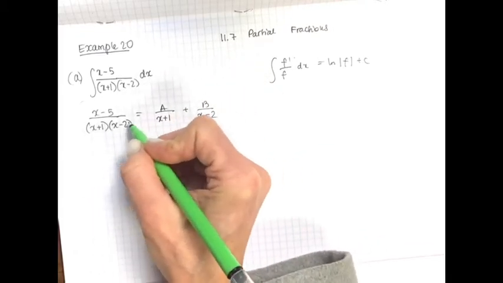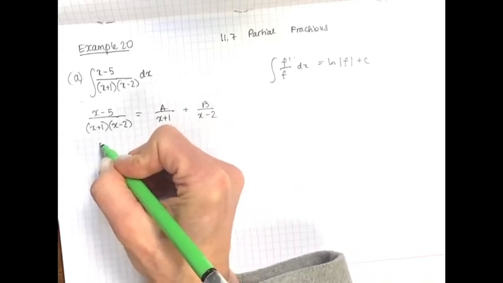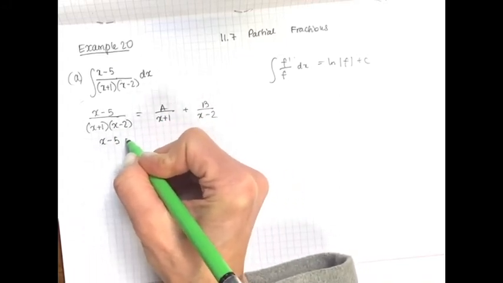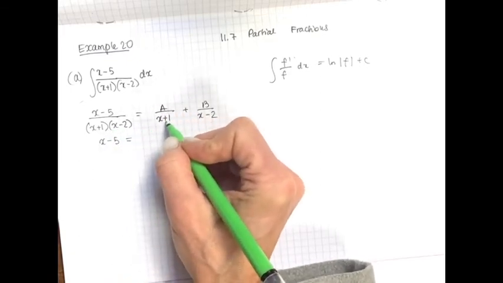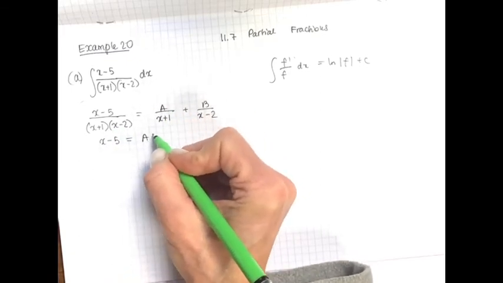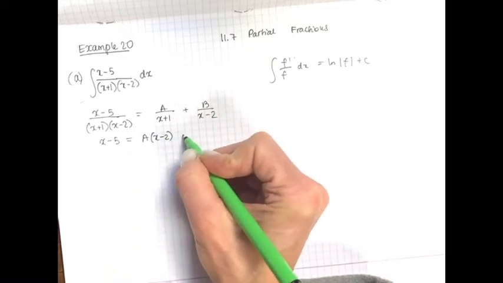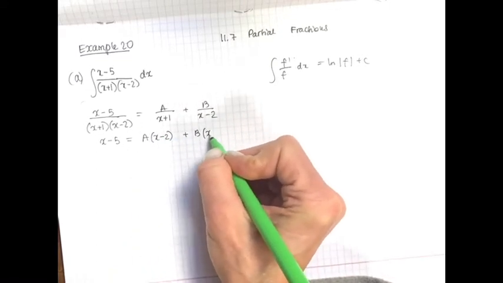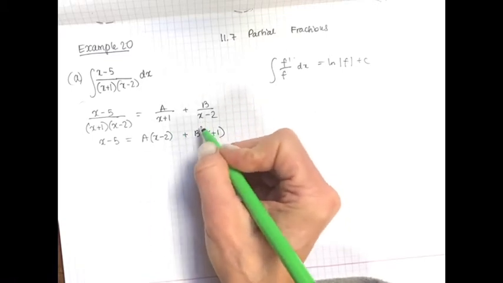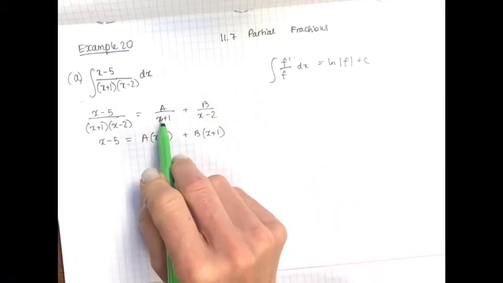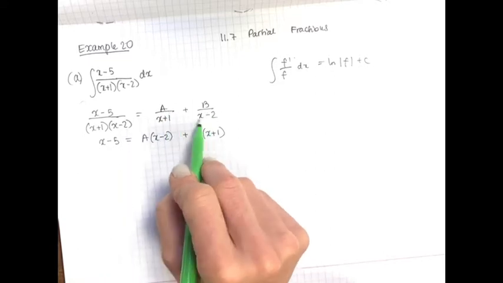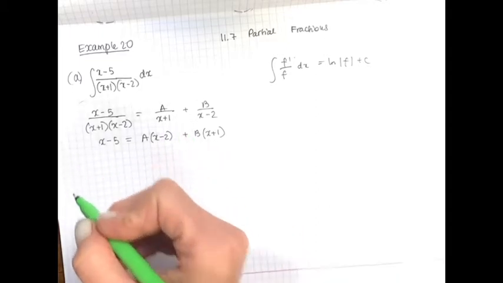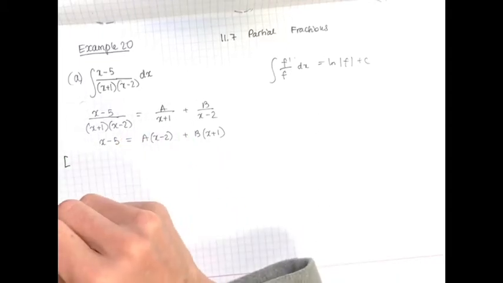Now imagine multiplying through by the denominator. You will have x minus 5 equal to a times x minus 2, because x plus 1 will cancel, and then b will be getting x plus 1. One way of thinking about it is that this term has x plus 1 in the denominator, so you need to times it by x minus 2, and this one already has x minus 2, so you times it by x plus 1.